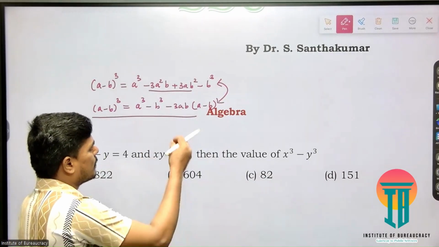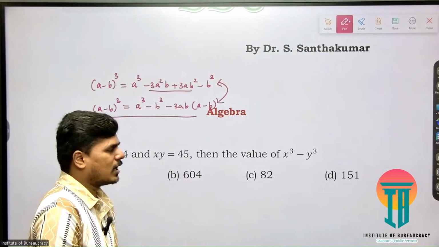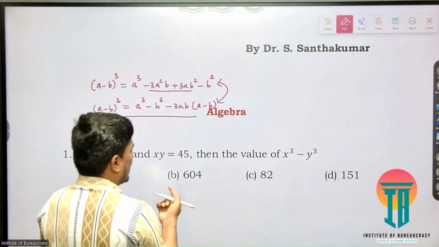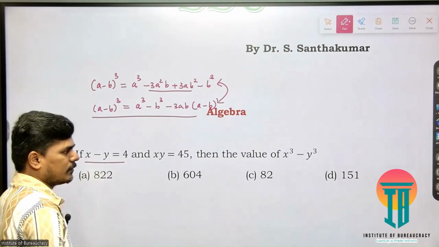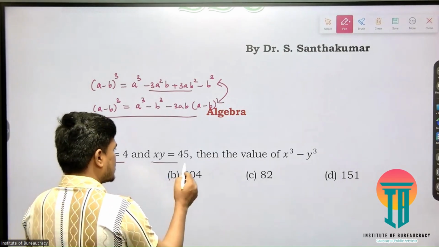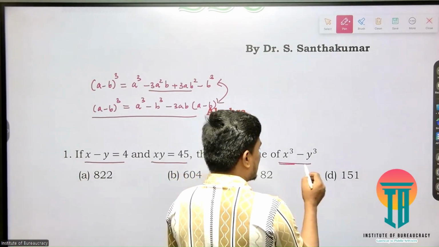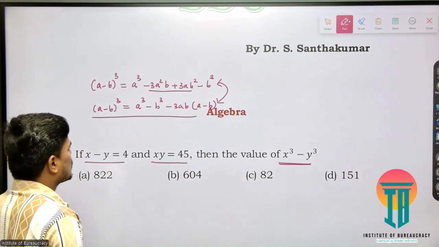Now let's try to apply this formula. We will try some problems and get the answers. Now let's answer this question. What is given? x minus y is 4, xy is 45. Then what is the value of x cube minus y cube?